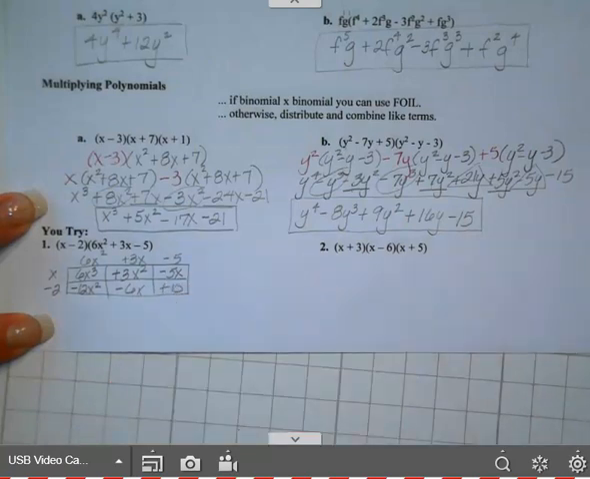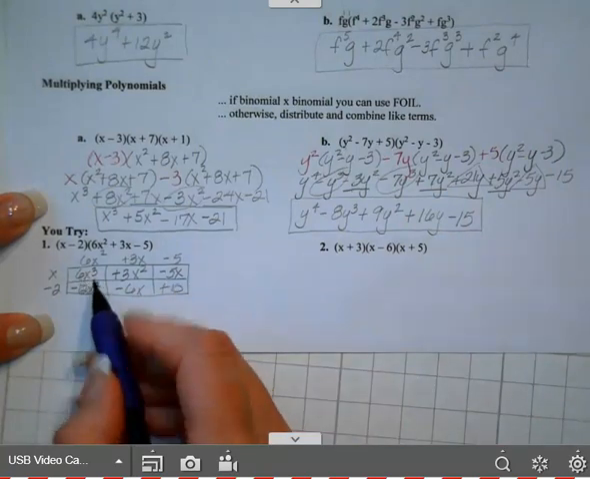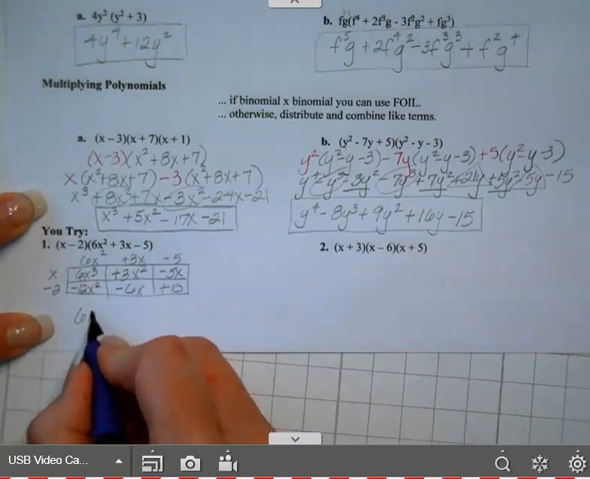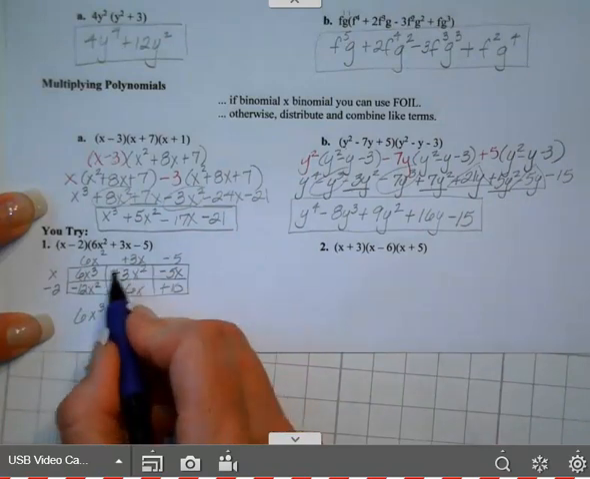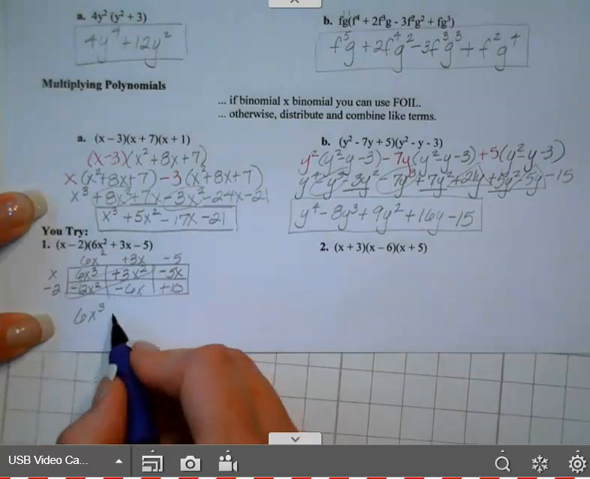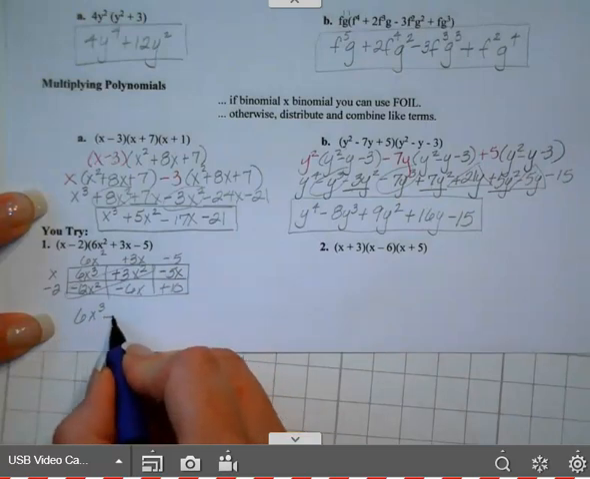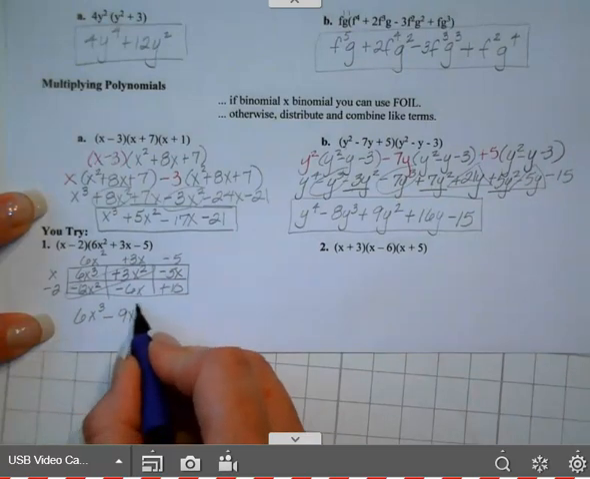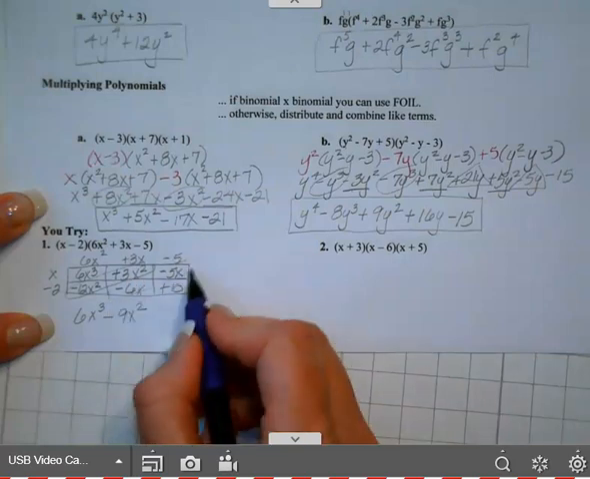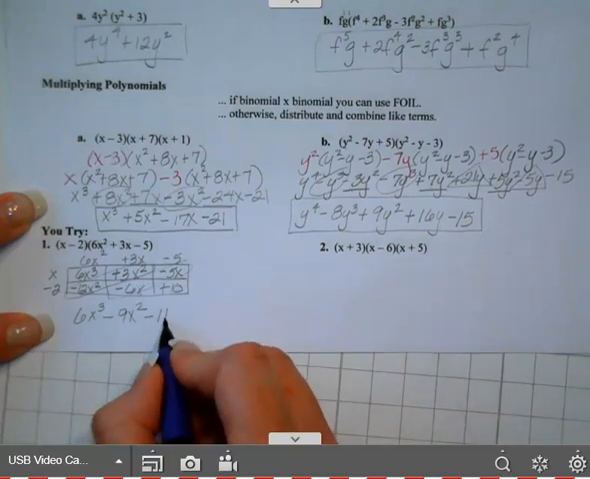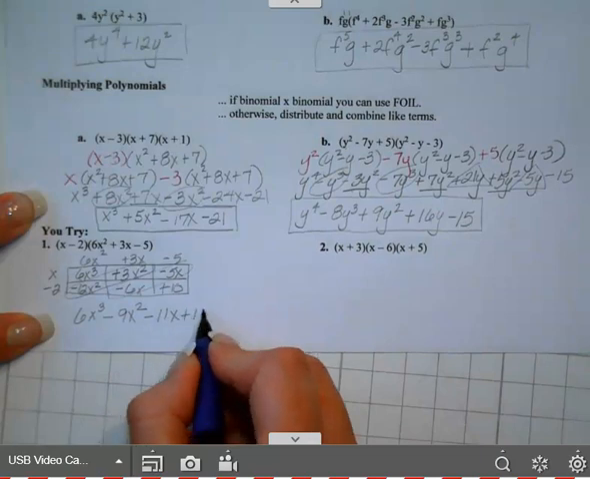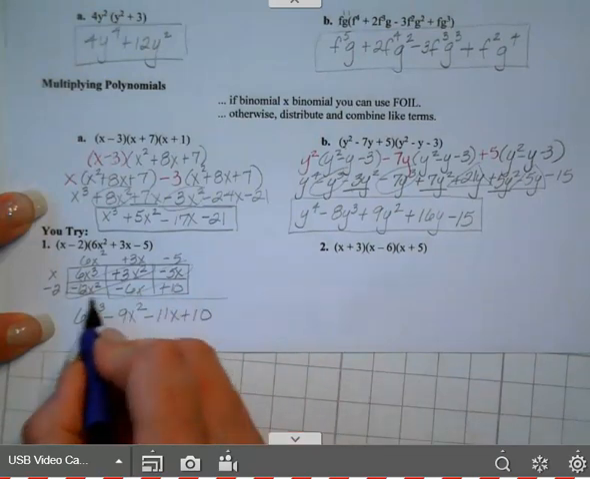And then you can combine the boxes. 6x to the 3rd. These two boxes you can see on that diagonal are the same, so I can add those. That'll give me minus 9x squared. These two boxes are the same, so it's minus 11x plus 10. And that's my final answer.